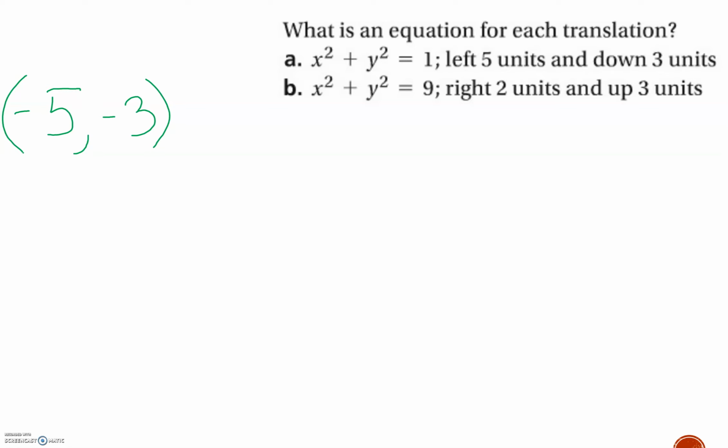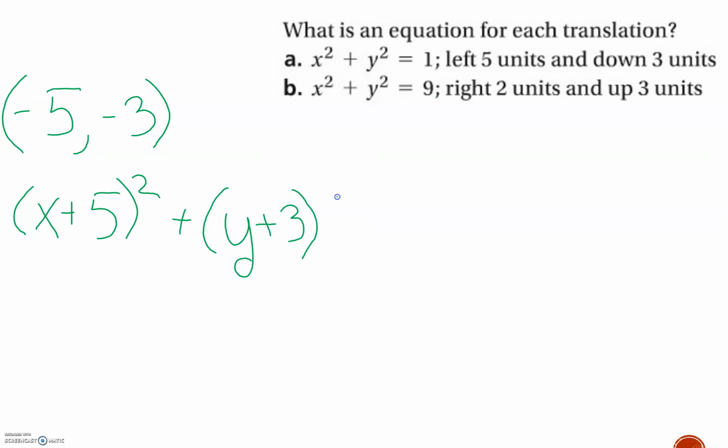So it's x minus negative 5, which is really (x + 5)², and then y minus negative 3 is like (y + 3)². And that's going to still equal 1. Now 1 and 1 squared are the same, so this does have a radius of 1.